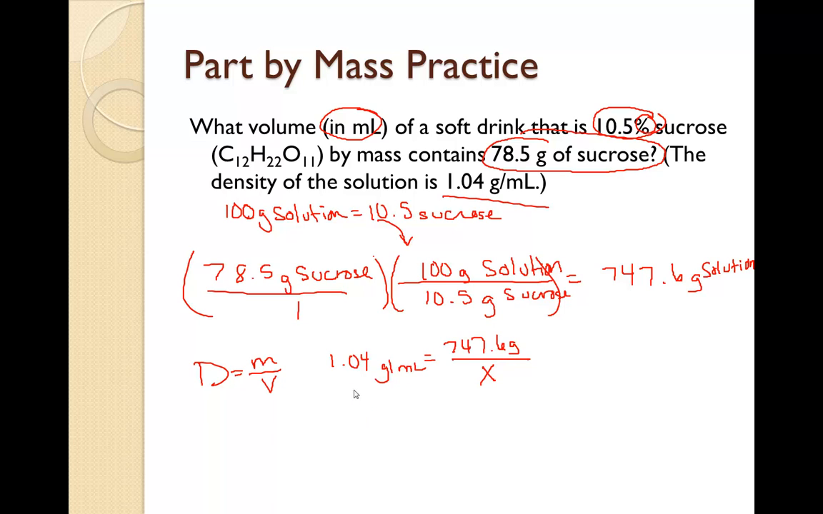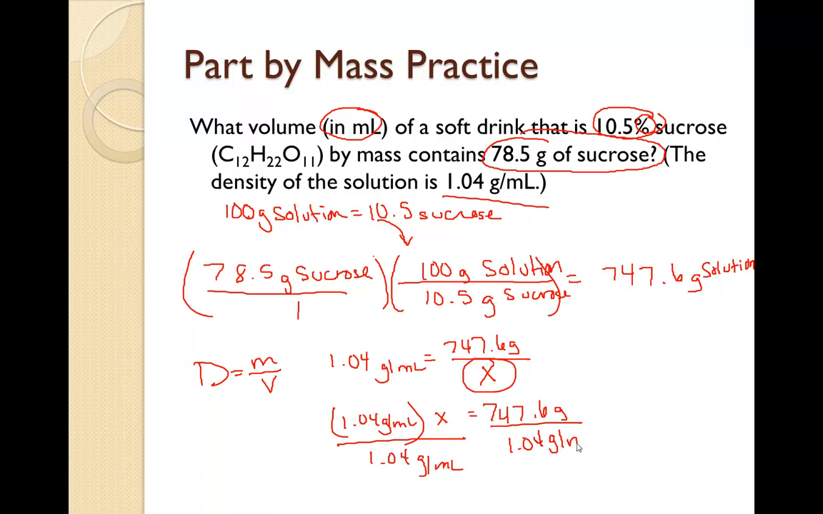First thing I want to do is get that X on the top by multiplying both sides by X. I multiply it on the right, it cancels out. Now I want to get X by itself. The grams cancel. This cancels all together. And the X is now equal to 719 milliliters. And that's how you do parts by mass and parts by volume and using the percentages.